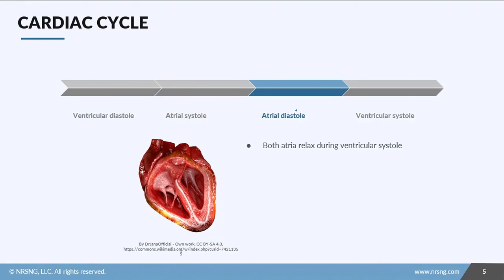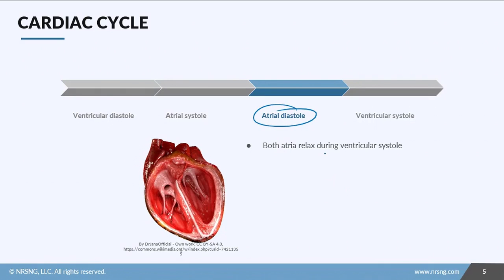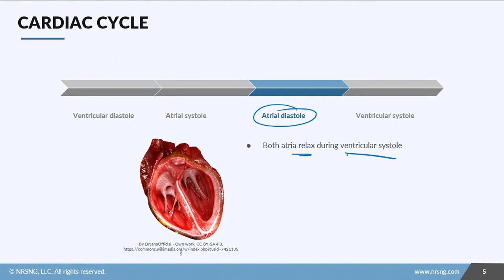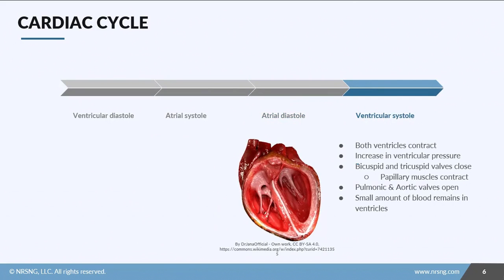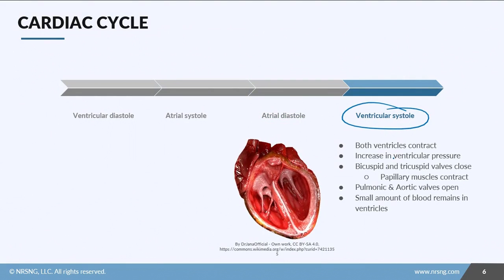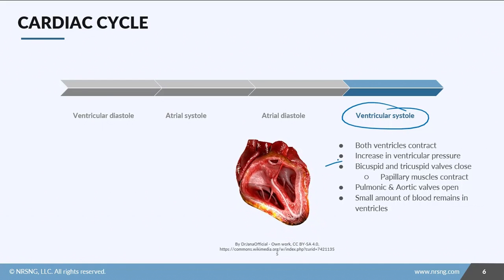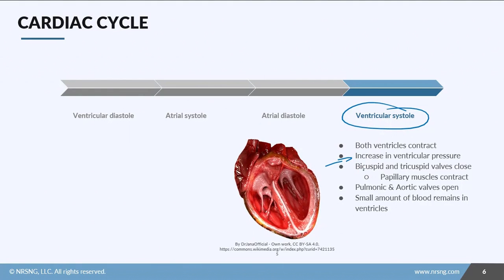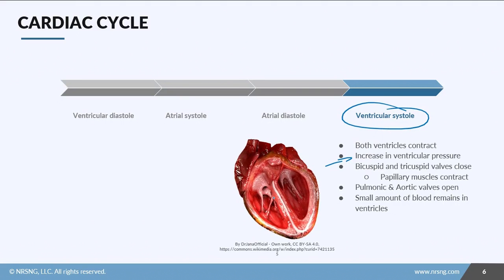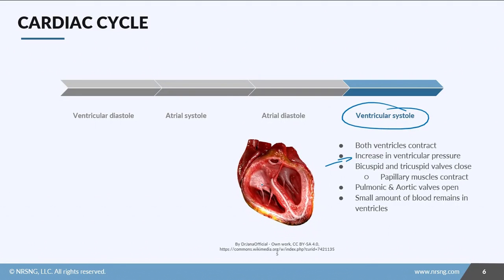And now we're talking about atrial diastole. So both atria are going to relax during this phase, and what happens is you're going to have this squeezing of the ventricles. And with ventricular systole, both of these ventricles are going to contract. It's going to cause this increase in ventricular pressure. These bicuspid and tricuspid valves, you can see it here. I'll show you. And when they squeeze, they get smaller and they close.